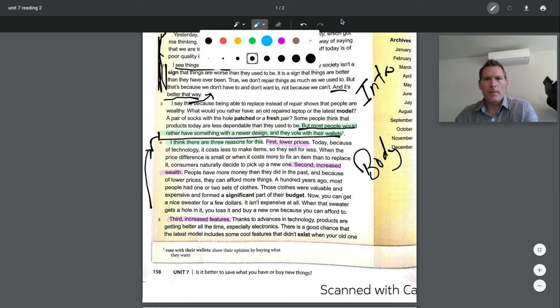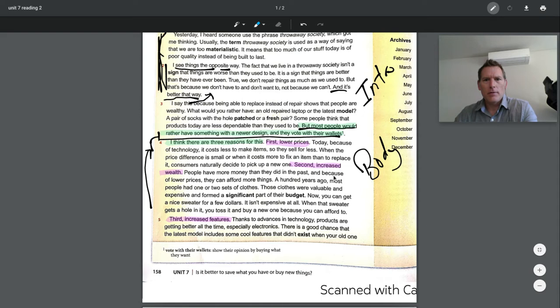So first, lower prices. Today, because of technology, it costs less to make items, so they sell for less. When the price difference is small, or when it costs more to fix an item than replace, consumers naturally decide to pick up a new one. Lots of us have done that in our paragraphs, in the writing class, different class.